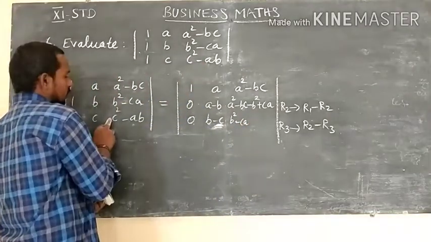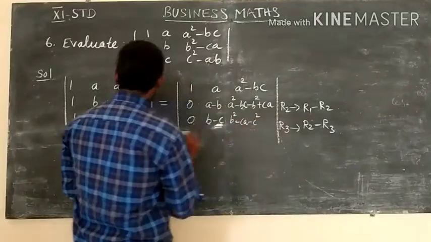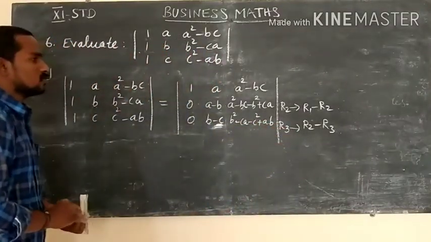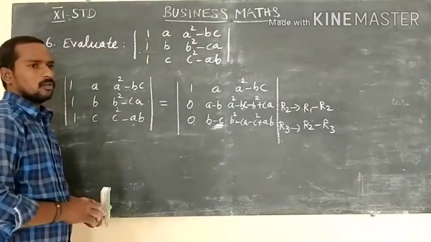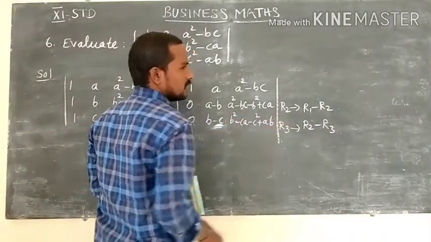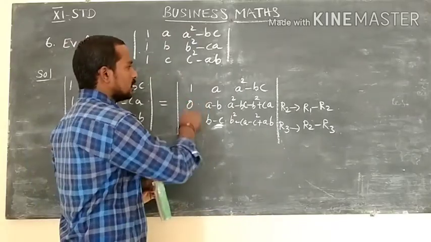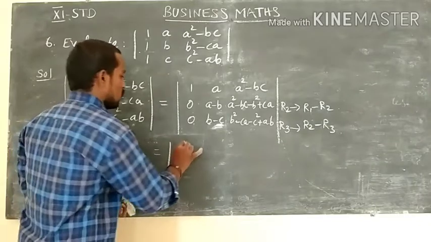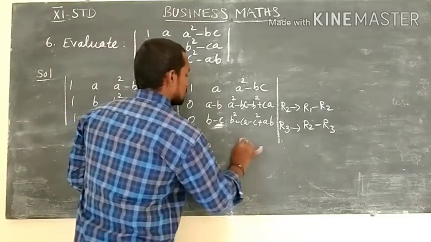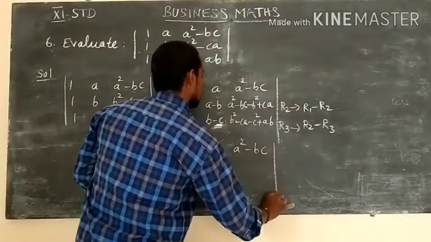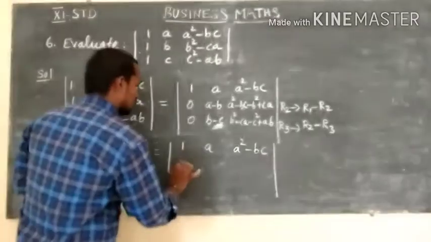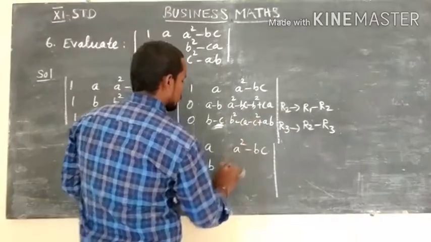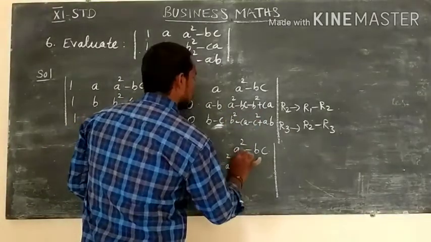Then minus of r3 minus c square minus into minus plus ab. Understood? Clear this? In this slide, we do the row operations. We easily expand the determinant value. Okay, next, which is equal to determinant 1, a square minus bc, is equal to 0, a minus b. Here a square minus b square. Right, in the order. A square minus b square.